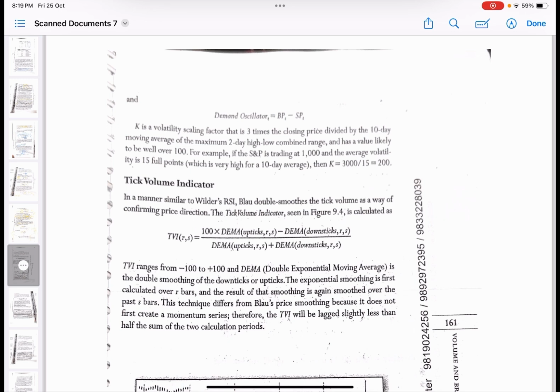K is a volatility scaling factor that is 3 times the closing price divided by the 10-day moving average of the maximum 2-day high or low combined range.